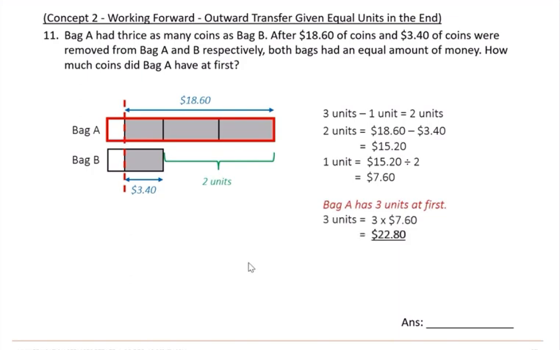The answer is $22.80. Because a lot of you will tell me, oh, 760 is the white part. Actually, no. 760 is 1 unit, which you know bag B has before removing $3.40. So this $3.40 is included in the 1 unit already, which is 760. So you need to find the value of 3 units. Please take $7.60 times 3. Your answer is $22.80.